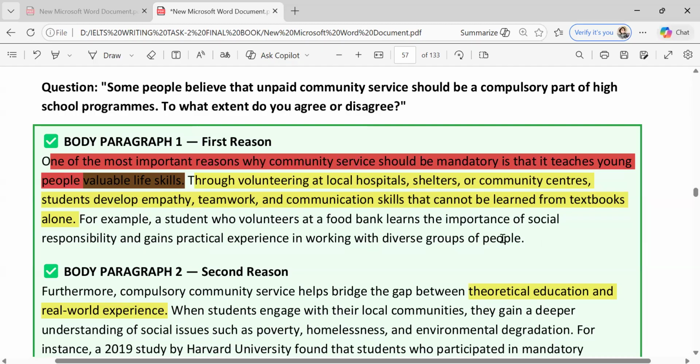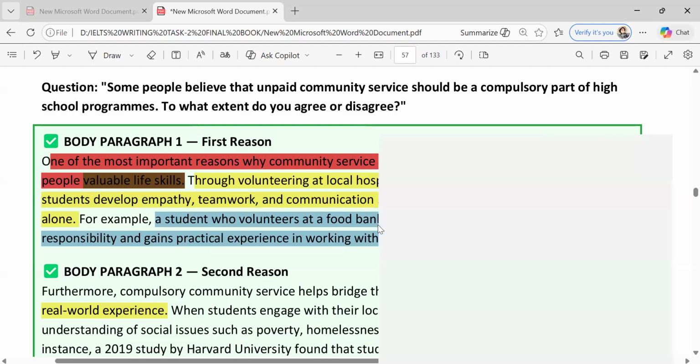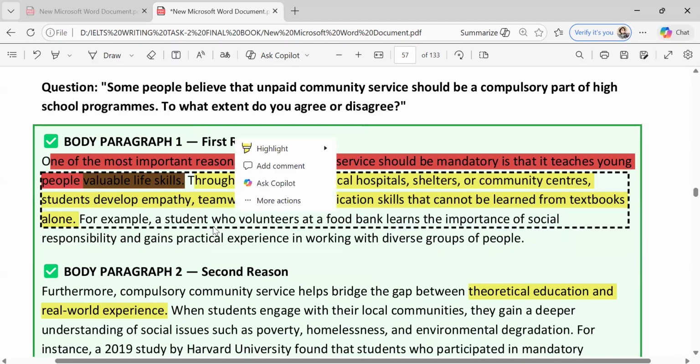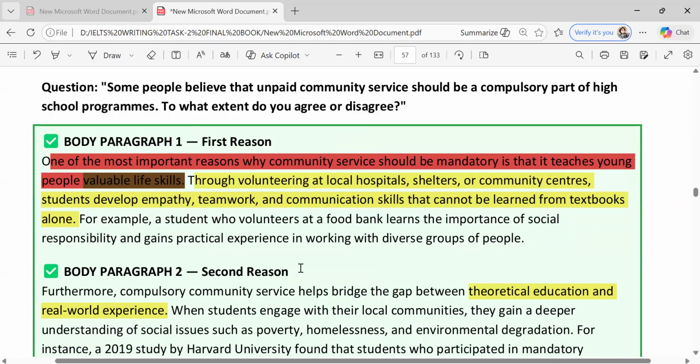So the second part you have already mentioned. This is an example that you have mentioned. So how many parts do we have now in this paragraph? This is T structure, TEE. Number one, topic sentence. Okay, explanation, and the last part, that is an example.